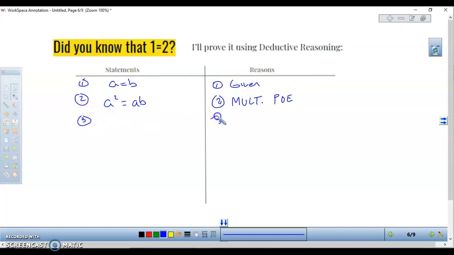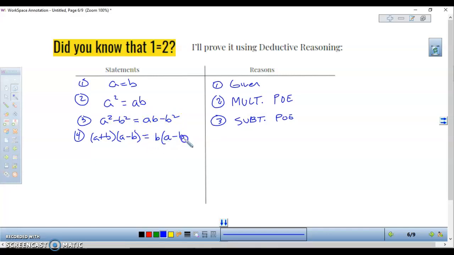Next, let's subtract the same thing from both sides of an equation. Let's subtract b squared from both sides of this equation. All right, that's called the subtraction property of equality. I'm allowed to subtract the same thing from both sides of an equation. Next, you learned in algebra you're allowed to factor. This is a difference of squares. We just talked about this last week. All right, (a plus b)(a minus b). We factor the left side. And on the right side, there's a greatest common factor of b. I'm going to factor out that b. And what's left would be a minus b. So all I did was factor.